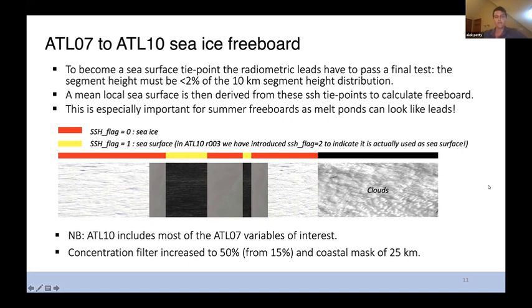And then the other thing to consider is the filtering. So in ATL07, we include everything above 15% concentration from passive microwave data. Whereas for ATL10, that increases to 50% because we're worried about things like waves in the marginal ice zone impacting our freeboards. And we also introduced this coastal mask because we know that it can be hard to determine a decent sea surface estimate in coastal regions.